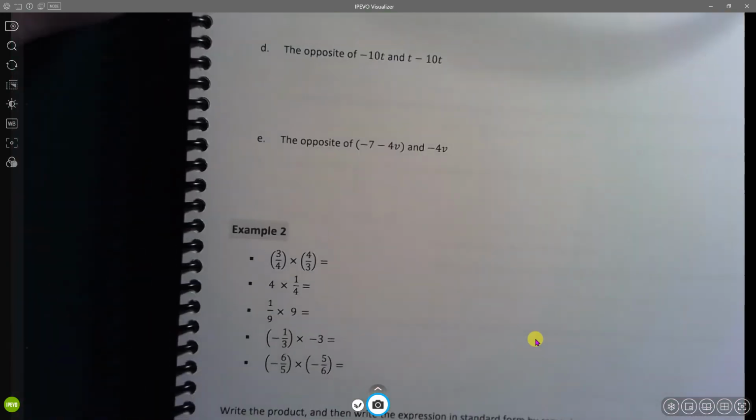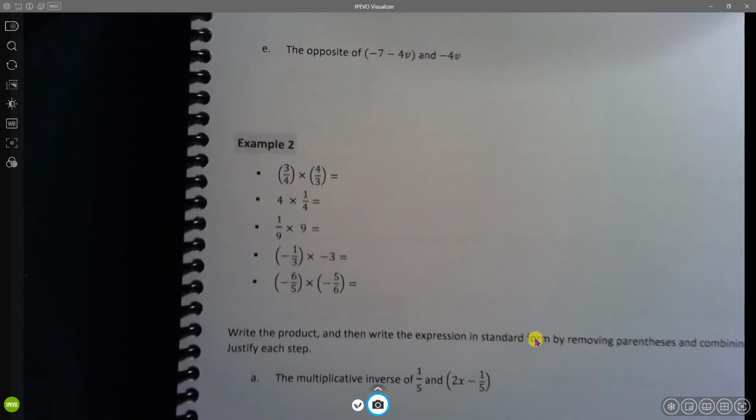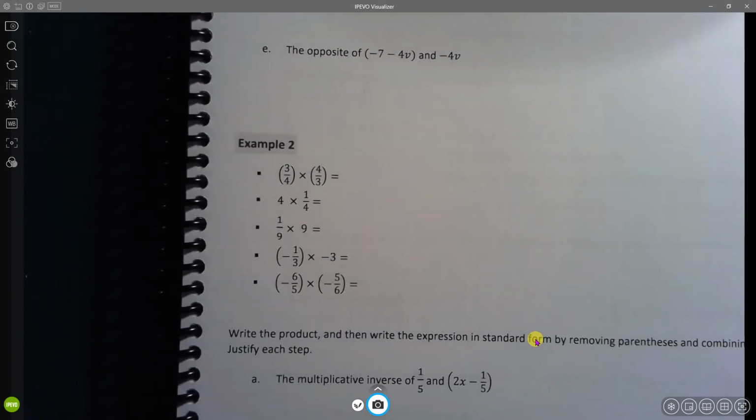Okay, so let's take a look at example 2. All right, we got fractions here. All right, now, this is a very important set of rules. I want you to take a look at these, okay? 3/4 times 4/3, 4 times 1/4, 1/9 times 9, a negative 1/3 times a negative 3, a negative 6/5 times a negative 5/6. Okay? This is very interesting because these rules do not look like the same kind of rules that we normally see. Okay? These are a different set of rules.